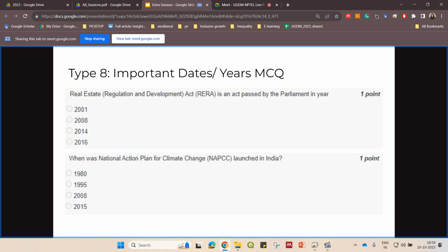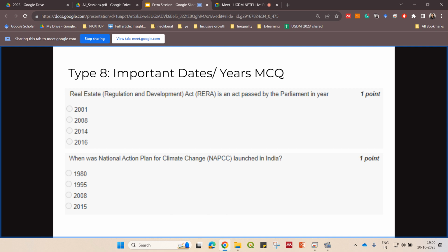Last is type 8, which is important dates or important years type of MCQ. In this, you are often asked an important date pertaining to a particular question. For example, in here you can see the first question is: the Real Estate Regulation and Development Act, or RERA, is an act passed by the parliament in which year? You have four options and you actually have to tell in which year the act was passed. For example, RERA was passed in 2016, so you have to remember important dates.